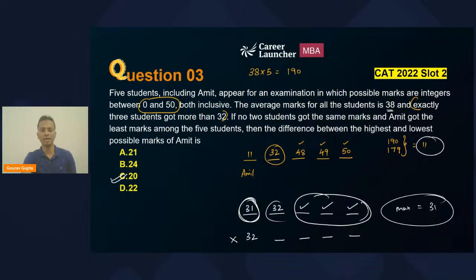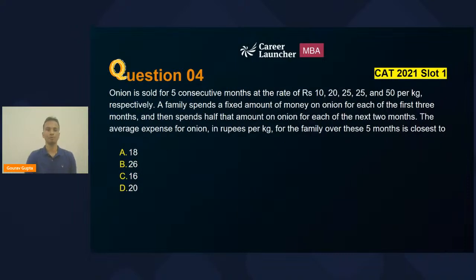Let's move on and look at our next question, question number 4. Now, question number 4 is easy. CAT 21 slot number 1. This is from CAT 2021 slot number 1. Read it. Quickly give me an answer of this question.